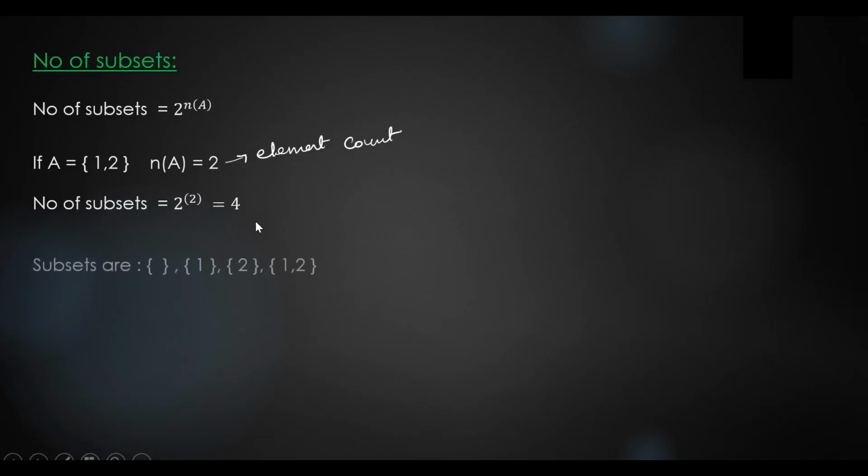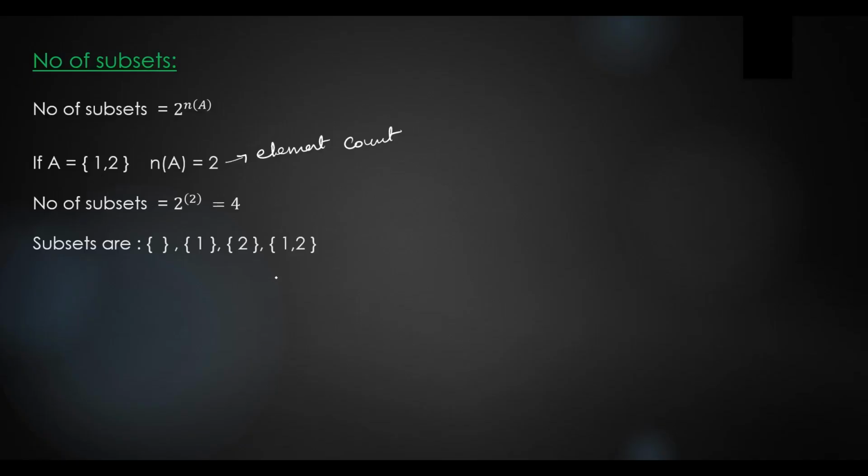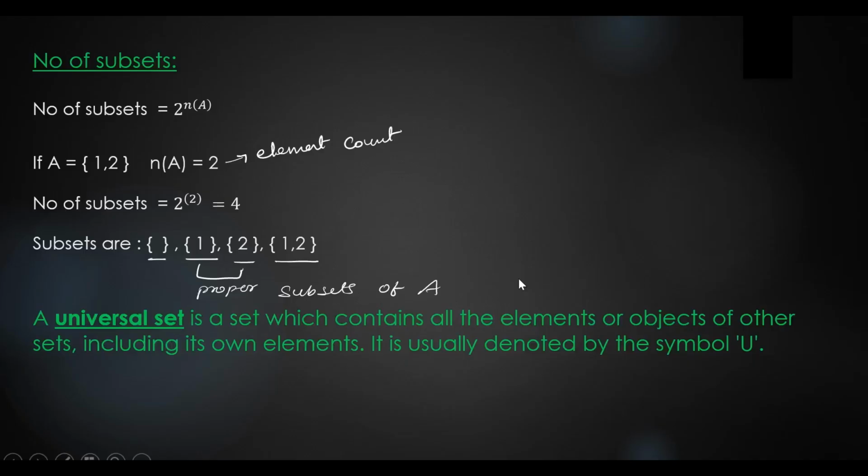What are those we are having? Phi is a subset of every set. That's why the first one we are having is phi, and the second ones are 1, 2 and 1 comma 2. So this one is the set itself, it is a subset, and these two are proper subsets of A.